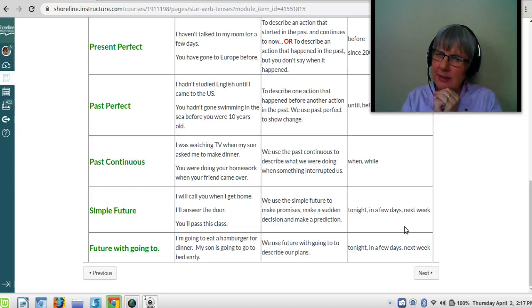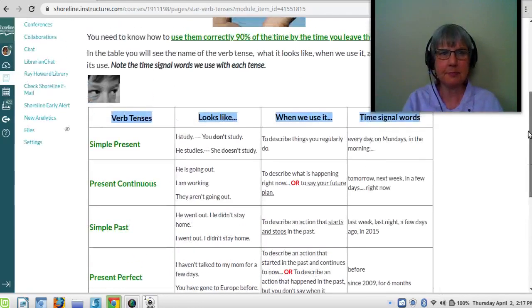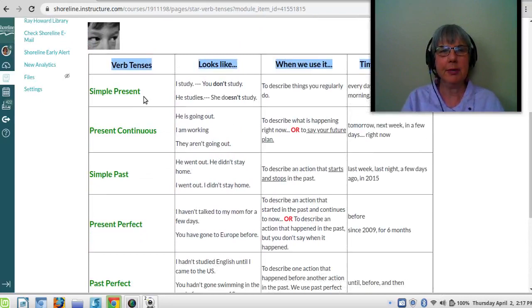How many verb tenses do we have to learn for this level? How many? I think almost all of them. Let's look. Let's count them again. Simple present for routines. That's 1. Present continuous for right now or a future plan, 2. Simple past, it started and stopped in the past, 3. Present perfect, from the past until now or a past experience, 4.